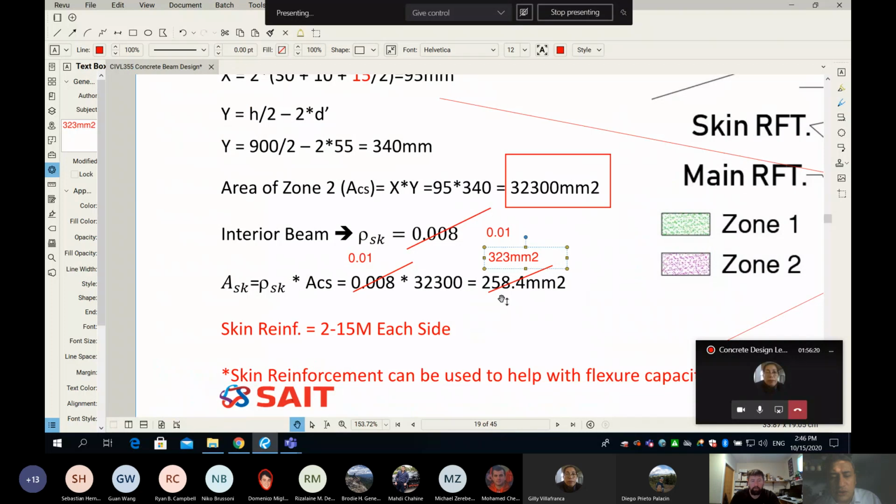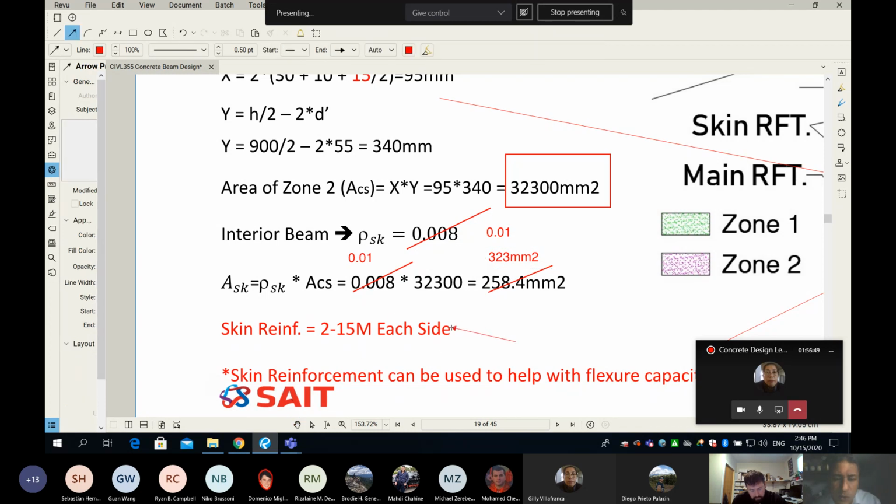Which means, guys, what? Which means I need to provide 2 15M, because if you go back to the table, to the chart, a single 15M is 200 mm², which means 2 is going to be 400. So my answer will still be the same. So this will be the answer.